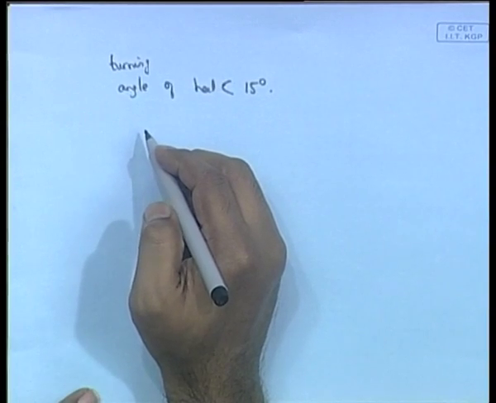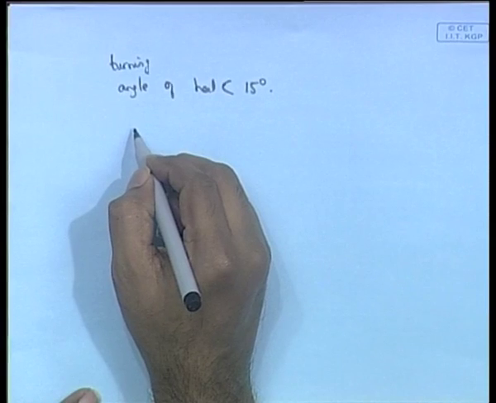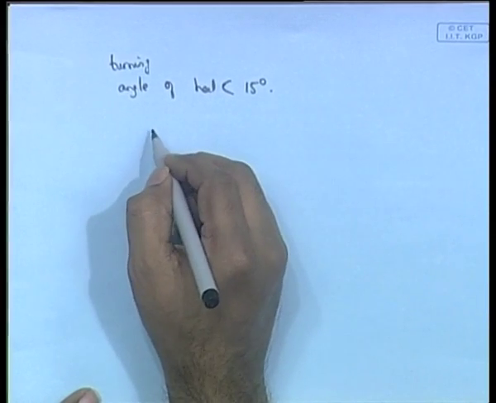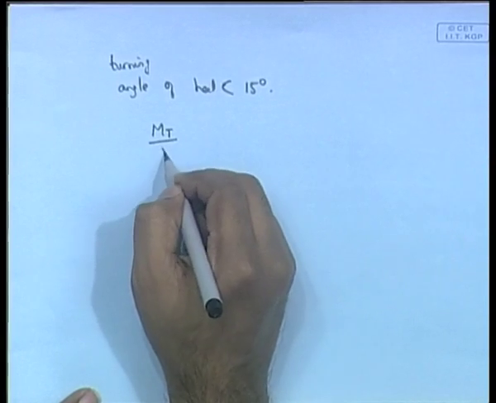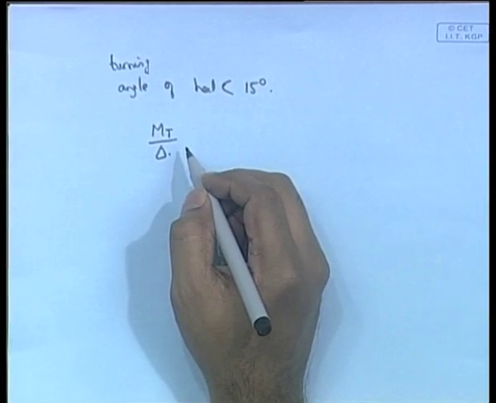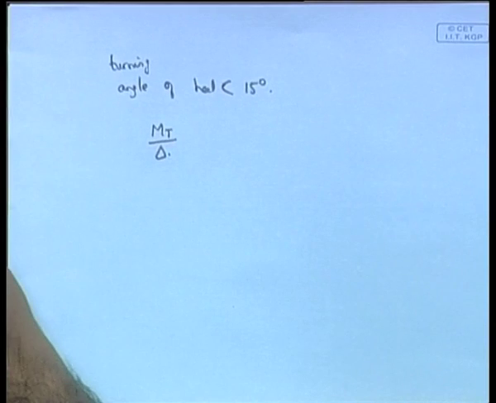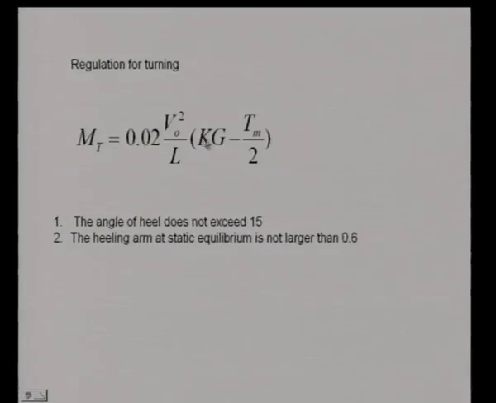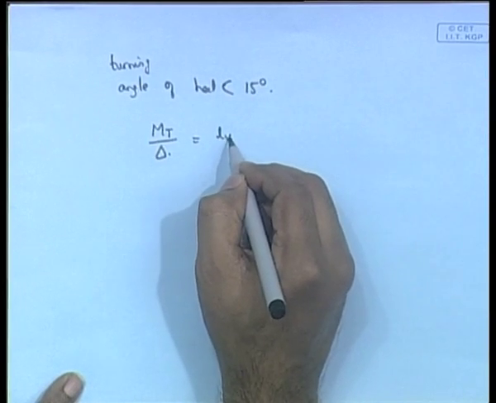Then heeling arm. Now note that the moment divided by the weight of the ship delta will give you, actually in this, I believe this is not Mt as such. This actually represents the heeling arm, not the moment to turn. Moment to turn should have a delta in it, that is your weight of the ship. So, once you take that Mt divided by delta, it becomes this quantity, which is actually your heeling arm. So, Mt divided by delta is what we call the heeling arm in turning.